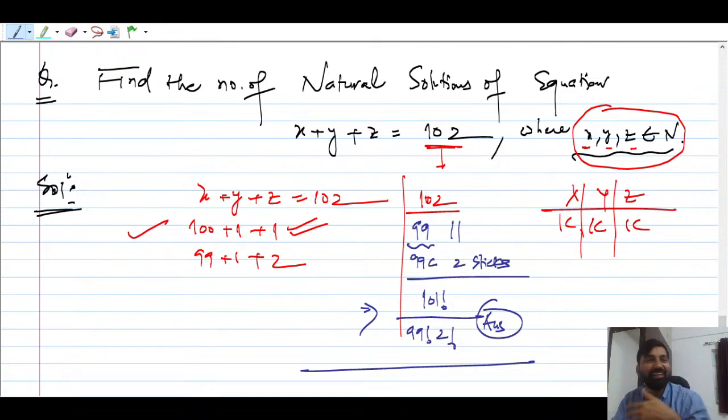So sometimes in interviews they ask very basic questions, right? Suppose you're going for mathematics, and to eliminate you they ask: find the number of natural solutions of the equation x plus y plus z equal to 102, where x, y, z belong to N. So I think this is clear. This will be the answer for this question.